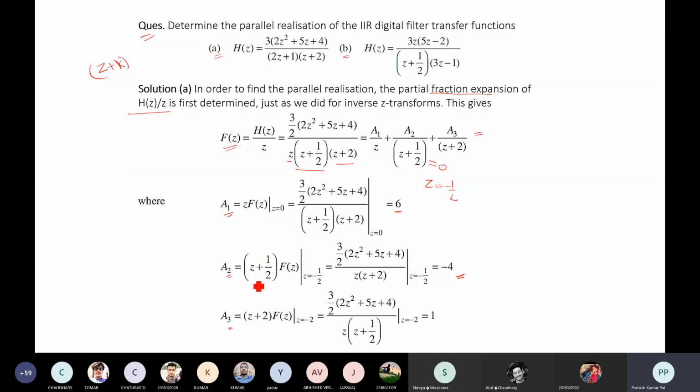Similarly for A3, this denominator part is multiplied by F(z). After multiplying, we put z plus 2 equal to 0, and from there we get z equals minus 2. We put z equals minus 2 after multiplying these two. So this A3 value will be 1.